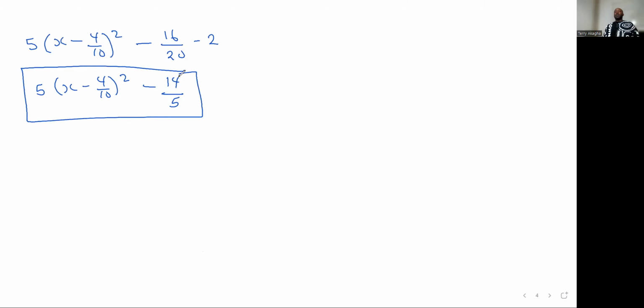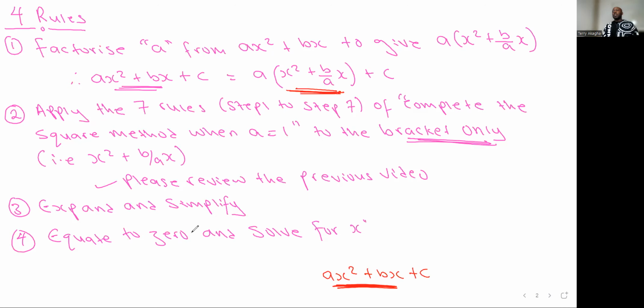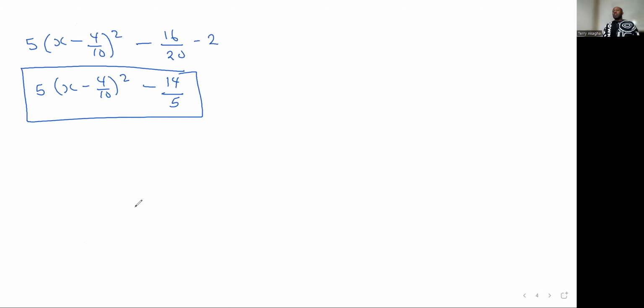The vertex form. But usually you might be asked to find the value of x. So what you have to do now is equate it equal to 0, step 4, and solve for x. So step 4 now, we're going to equate this to be equal to 0. So that means it's going to be 5 times (x minus 4 over 10) all squared minus 14 over 5 is equal to 0. Take this to the other side.